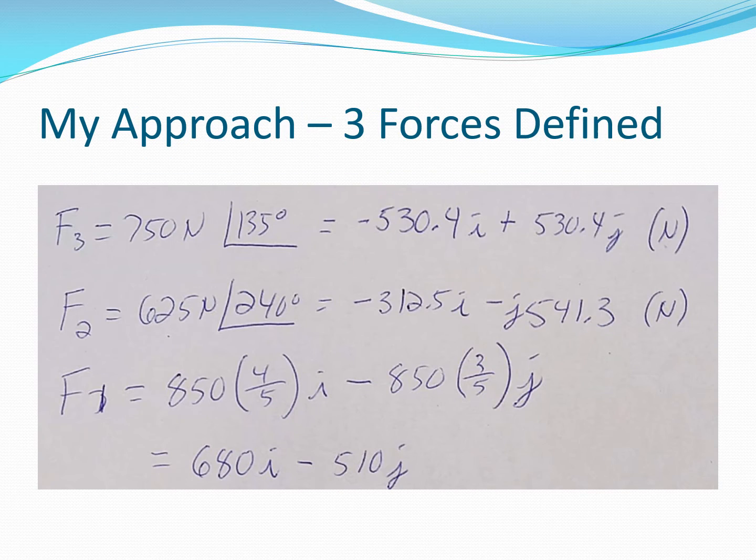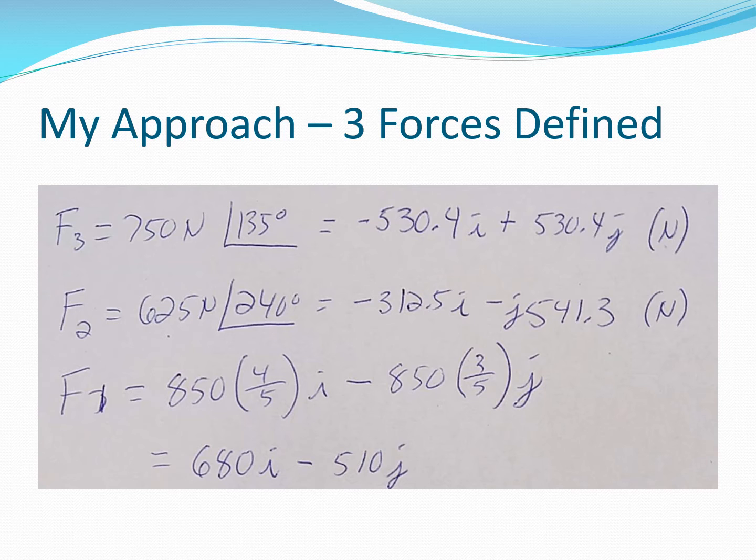So here's what I did. It looks like I started with F3, for whatever reason. F3 was 750 newtons at 135 degrees. I plugged that into my calculator, converted from polar to rectangular, and got my XY components for it. I just wrote newtons down at the end there so that I remember what the units are, because I tend to forget if I get distracted.